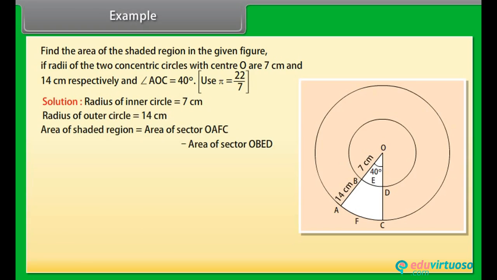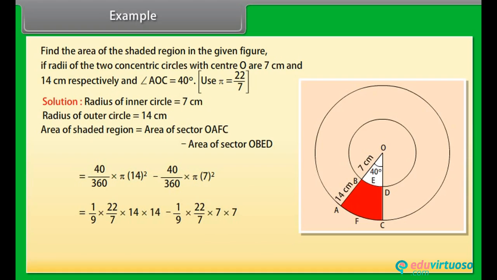Area of shaded region is equal to area of sector OAFC minus area of sector OBED, which is 40 upon 360 into pi into 14 square minus 40 upon 360 into pi into 7 square. Now by substitution and calculation of the values we get area of shaded region is 154 upon 3 centimeters square.